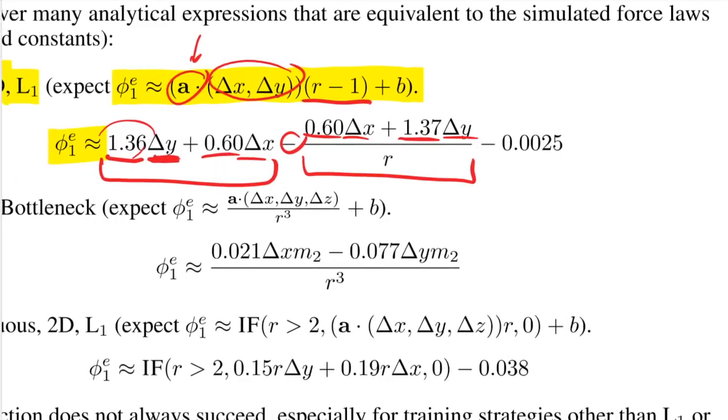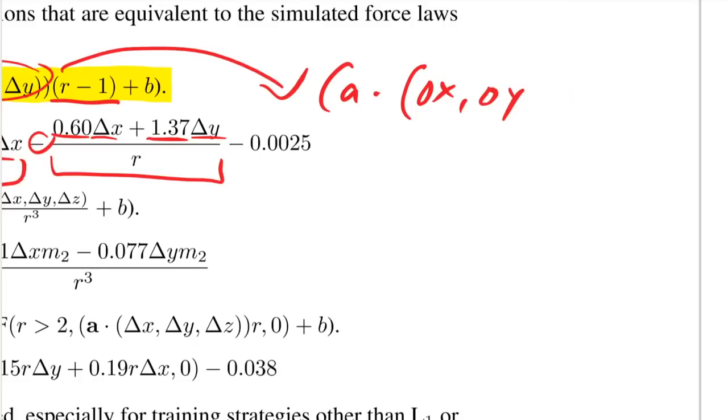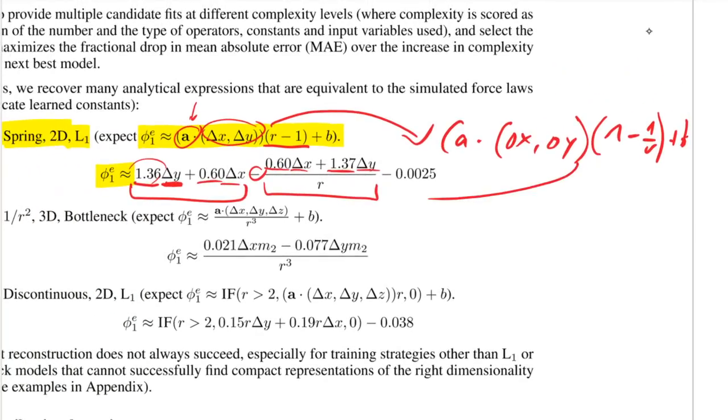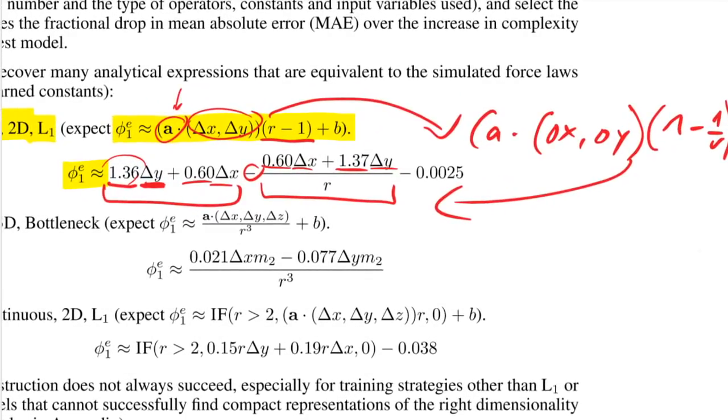symmetries, if you take this and you simply divide everything by r, you'll end up with this vector right here, a times delta x, delta y, times 1 minus 1 over r plus b, right? And now you can see it already looks very similar, and it's only a transformation away from what you want.